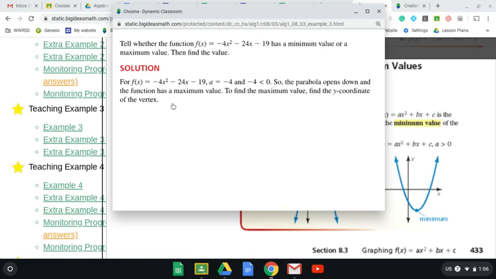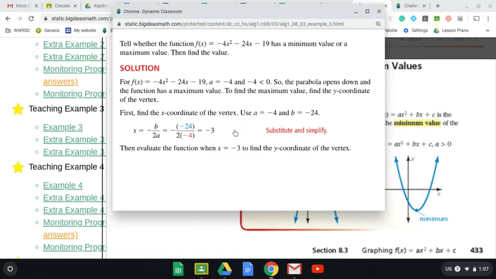Well, in order to find the y of the vertex, I have to find the x of the vertex, and I'm going to do that by using x equals the opposite of b over 2a, that formula that we were using. So in our equation, the a is negative 4, the b is negative 24. Let's plug it into our formula. The opposite of negative 24 over 2 times negative 4. This becomes positive 24 divided by negative 8 is negative 3. That's the x of the vertex.